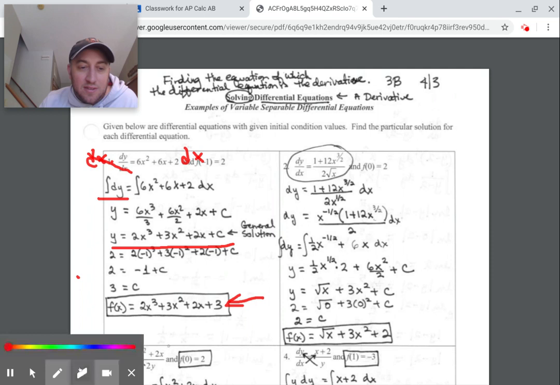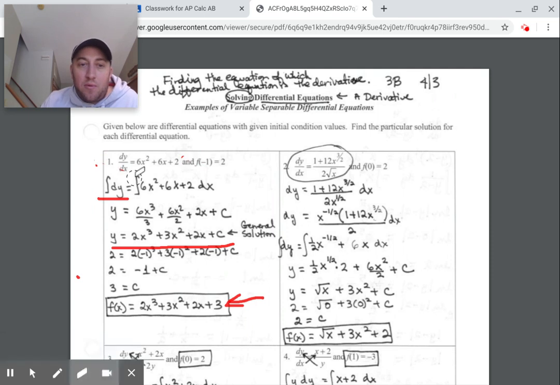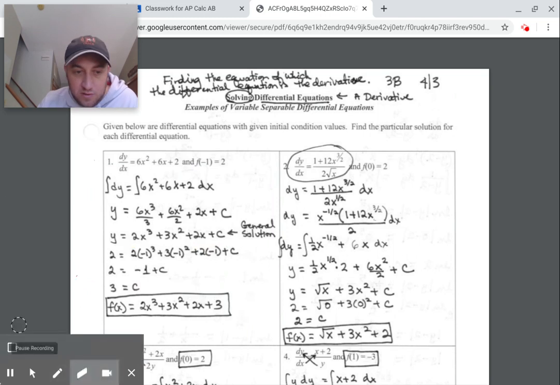All right, so that's basically the idea of this entire unit. We really need to separate the variables. X is on one side, y is on the other, and then we can integrate both sides and then solve for y. And then that tells us what our answer is. So question number 2.